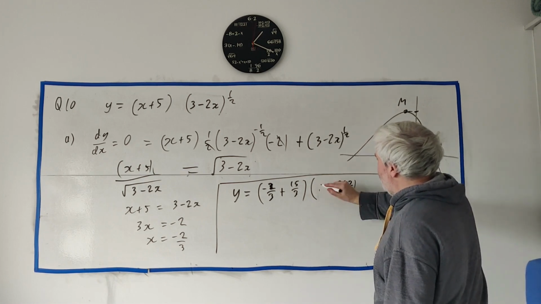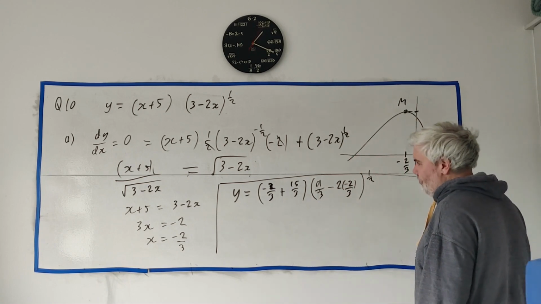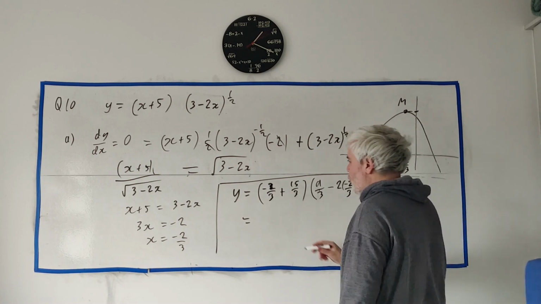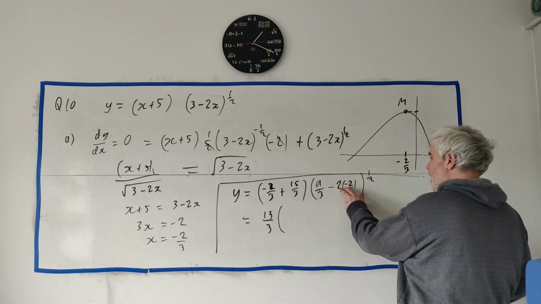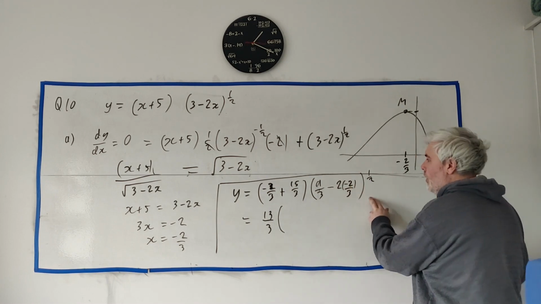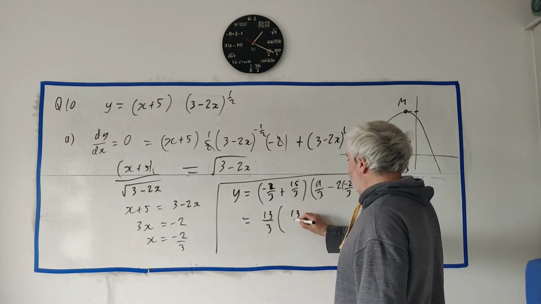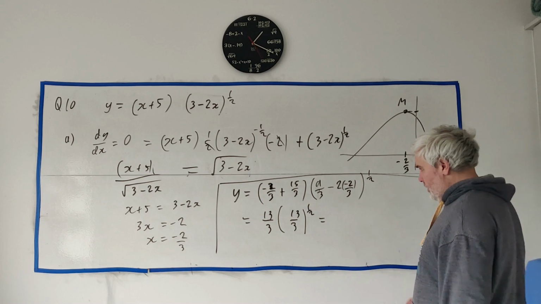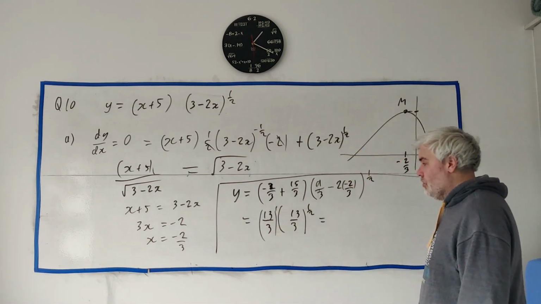Let's change 3 into 9 over 3. Make this a bit easier, and that's a power of a half. Okay, let's clean all this up. We get 15 minus 2 is 13 over 3, multiplied by, let's see, minus 2 times minus 2 is 4, plus 4. 9 plus 4 is 13 over 3 as well, power of a half. This all equals 13 over 3 to the power 1.